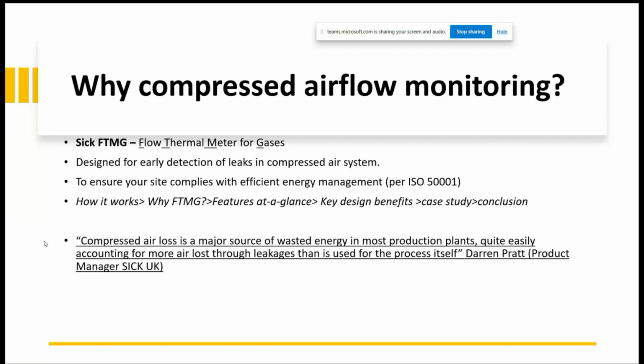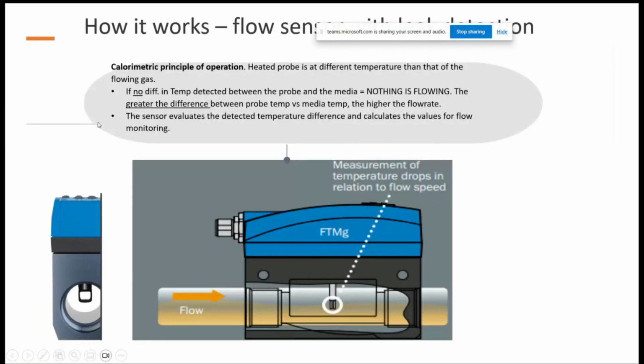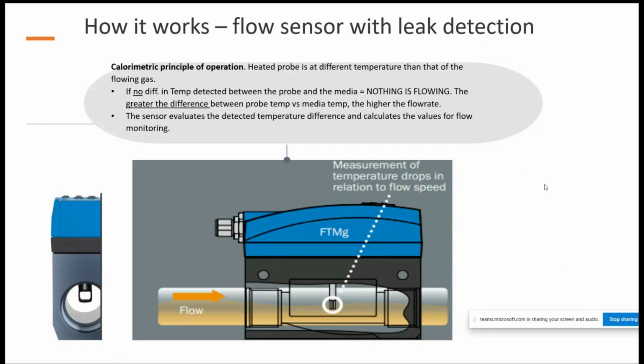So just to show the bare principles of how it works. It's a calorimetric principle of operation. You see here in this bubble that the probe is heated, at a known temperature, and the gas flowing through is usually going to be cooler than the heated probe itself. Whatever the difference in temperature, or delta T, between the heated probe and the gas flow, it equates that as an output, and that's the simple flow rate.